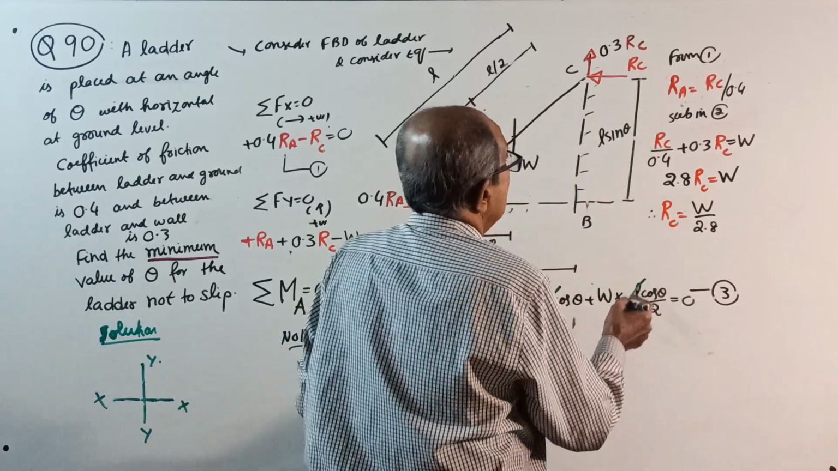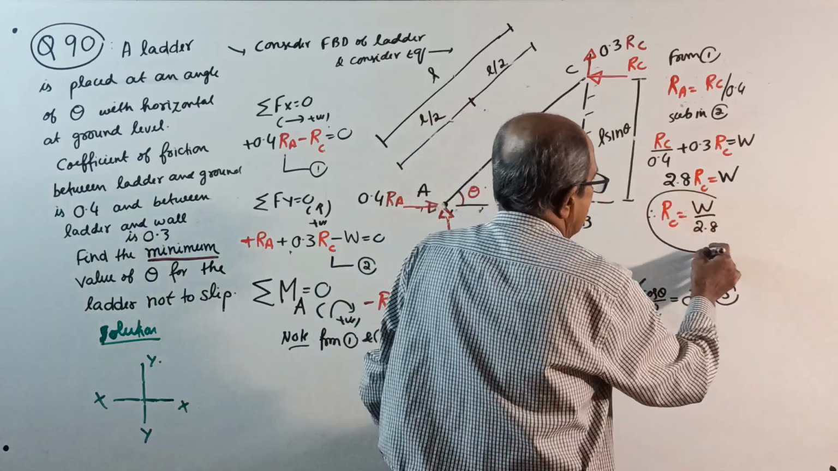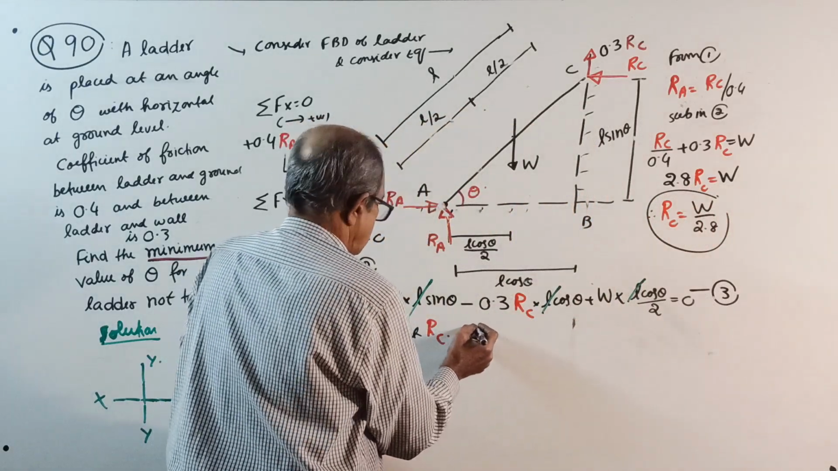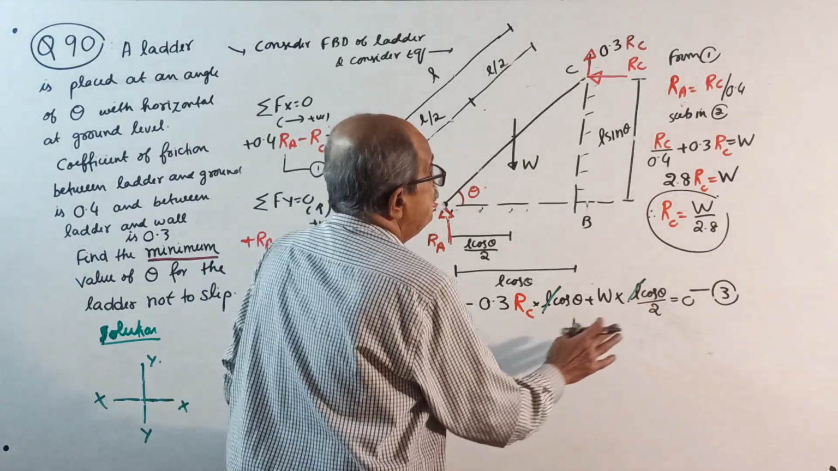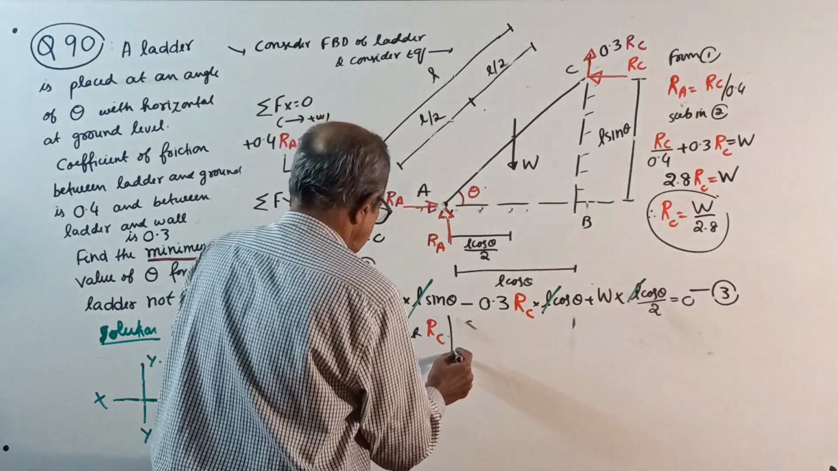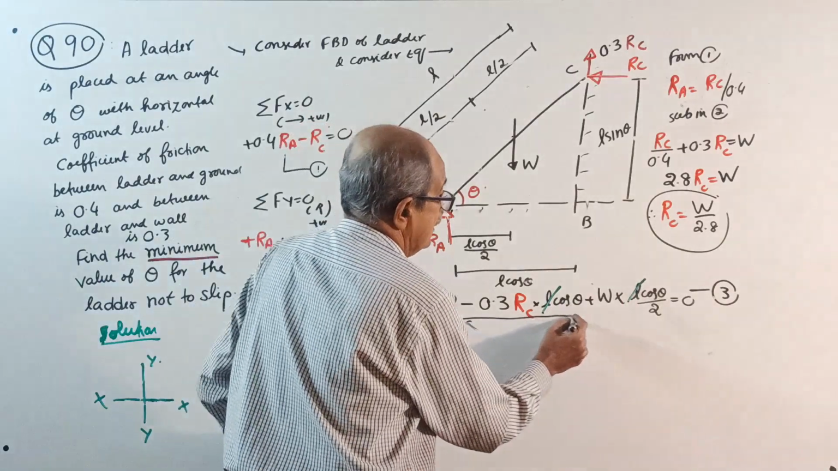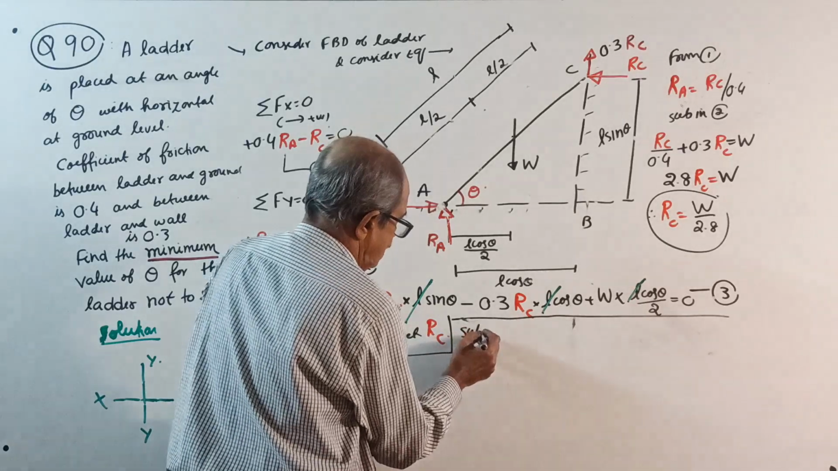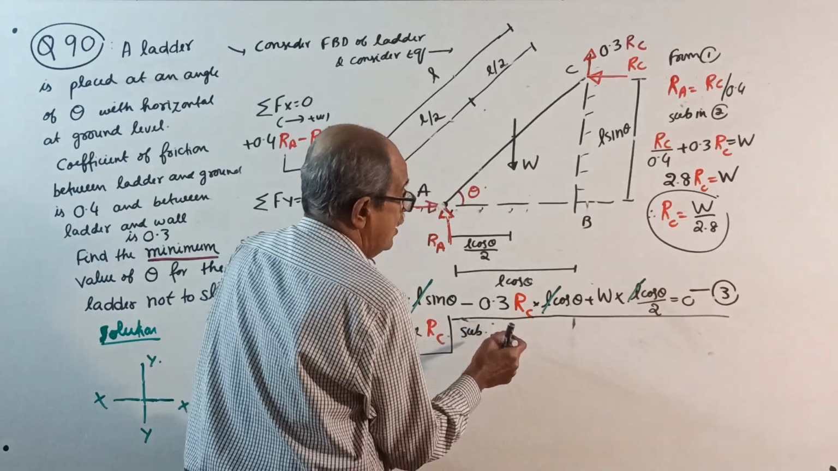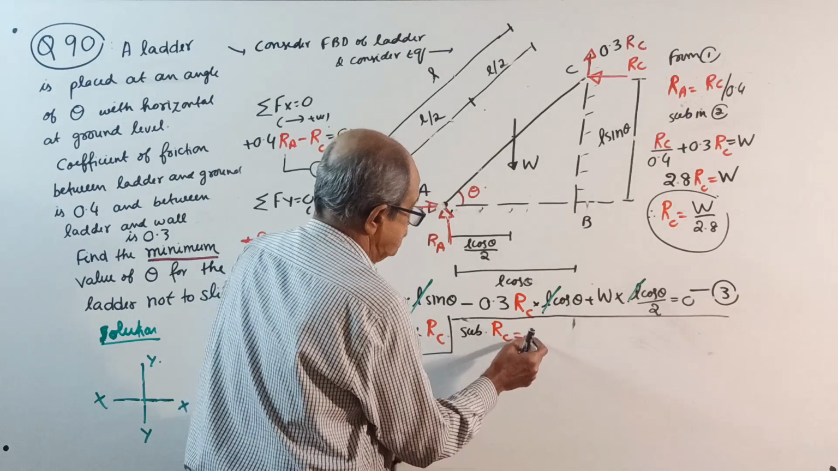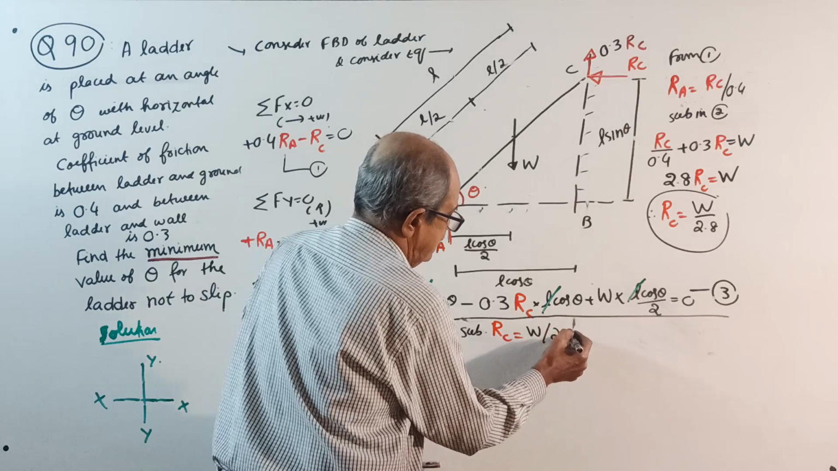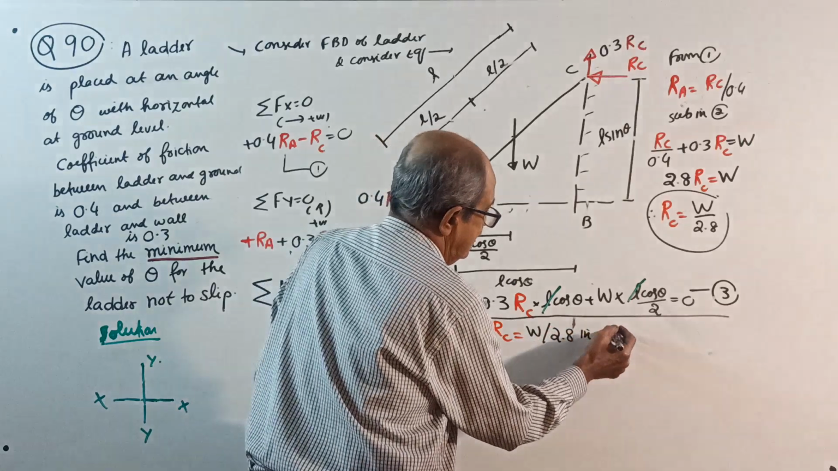Now, lastly, no equation mode. Substitute now, everything is over. To avoid confusion, continue from here. Substituting RC equal to W by 2.8 from equation number 3. See what you get.